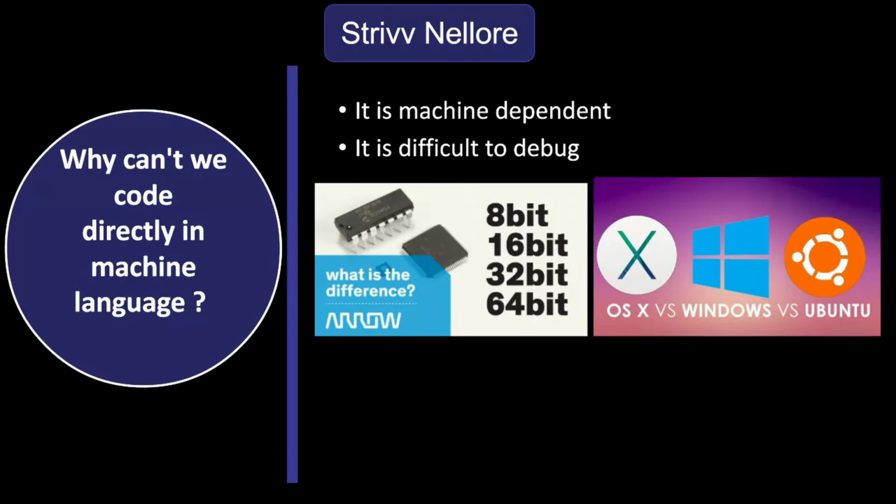Because of these drawbacks, assembly code was invented, and in assembly code also there are some drawbacks. Because of that, high level language was invented, and right now we are using high level languages.